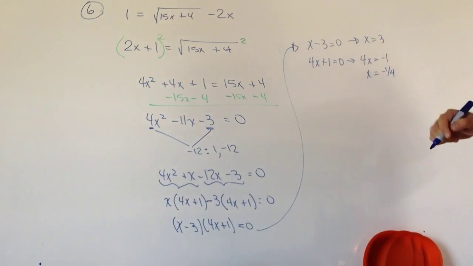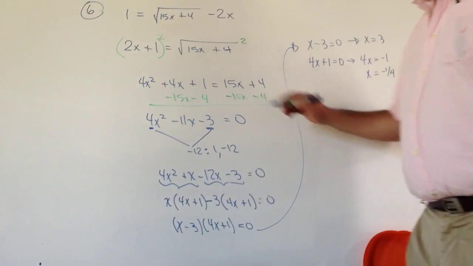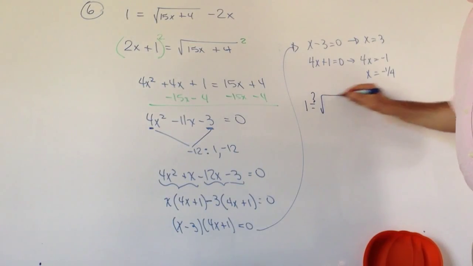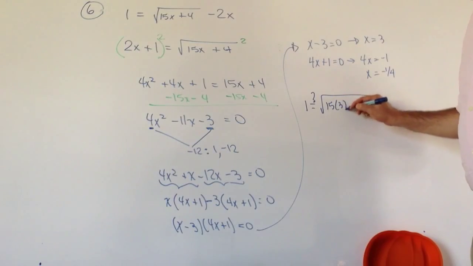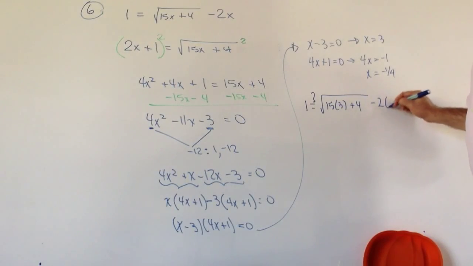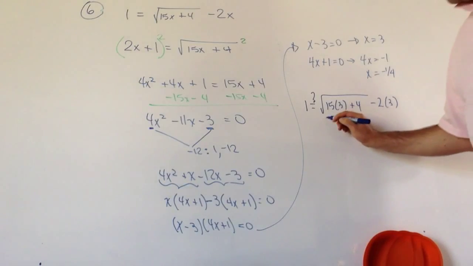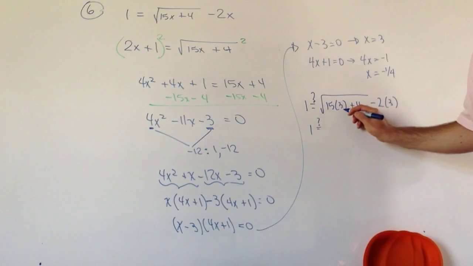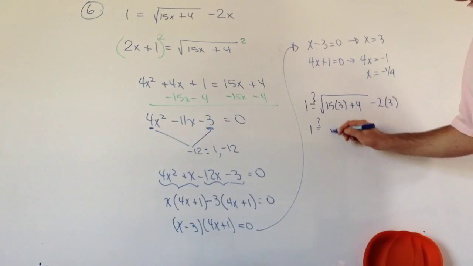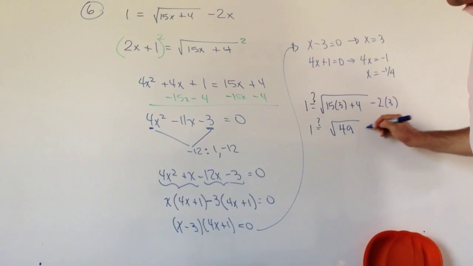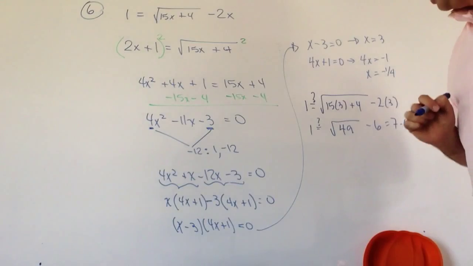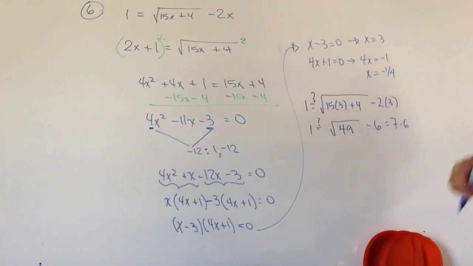I need to check both answers. The 3, let's see, does 1 really equal the square root of 15 times 3 plus 4 minus 2 times 3? Okay, let's see. 15 times 3 is 45 plus 4 is 49. Square root of 49 minus 6. That is 7 minus 6. So it does work.